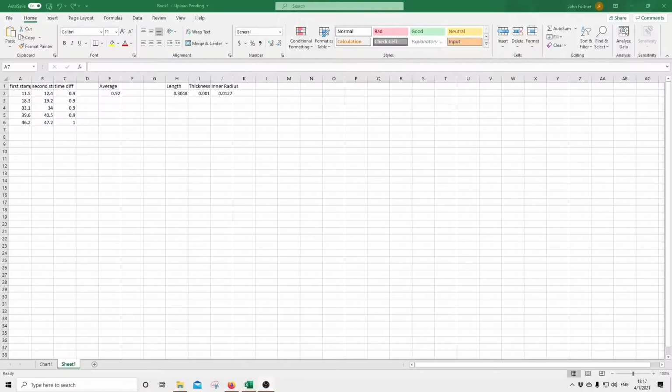So this Excel sheet shows the data from the lab. This column here is the actual result from the experiment of the 5 trials. Each time we found 0.9 seconds as the time it took to fall for 4 of the trials, and then 1 second for the last trial. And then this box is the average, which was 0.92 seconds. And then these values are in meters: the length of the tube, the thickness of the foil around the tube, and the inner radius of the tube, which is the radius within the actual foil.